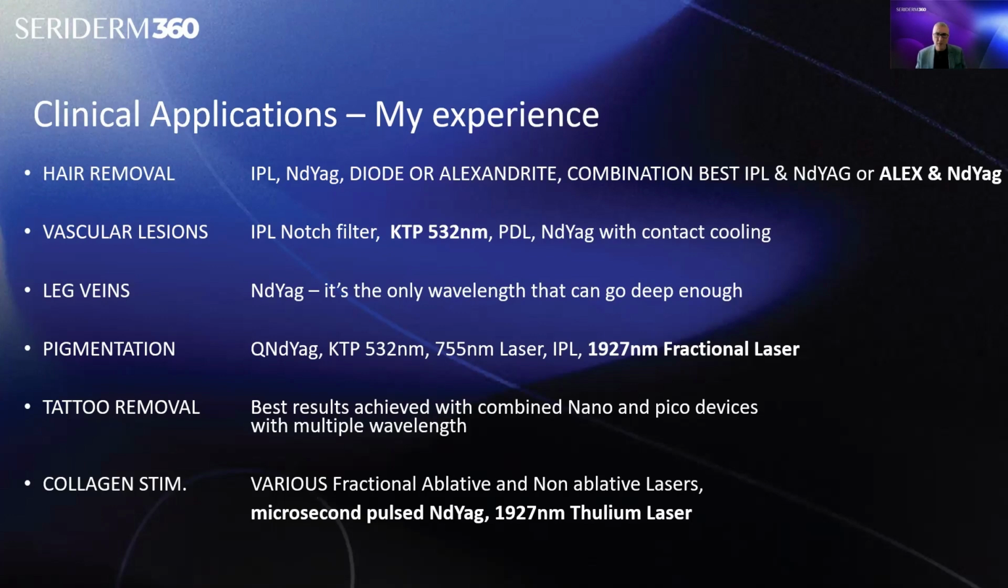And as you said, I'm sounding like a broken record. I really like the 1927 nanometer fractional laser. I think that's a really good option as well for collagen stimulation. Look out for our episodes on combination therapy because I believe combination therapy is the way forward. We've got an exciting episode booked in where we're looking at using a CO2 laser combined with the Thulium 1927 nanometer. What the 1927 does is allow you to deliver drugs to enhance the result, and it allows you to speed up the recovery time as well. This is based on my experience. I'm sure other people have different experiences.